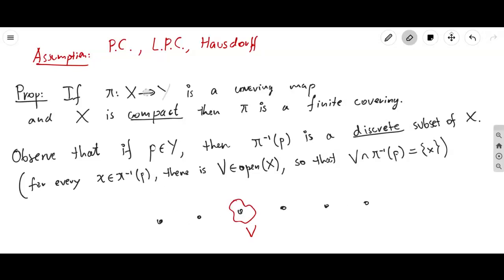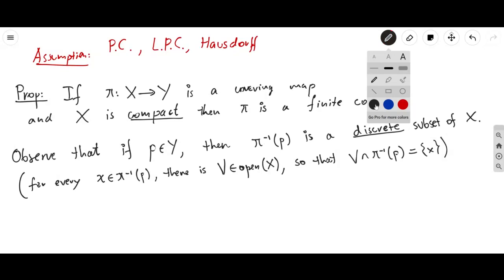And this just follows from the fact that this is a covering map, because given this point in y, you can find an evenly covered neighborhood, and this v is one of those path components. When you pull back the evenly covered neighborhood, it will only contain that point and nothing else. So you can draw a small enough open set that just contains this point and nothing else. In some sense, all of these points are separated away from each other. So that's what it means to be a discrete subset. This just immediately follows from the definition of a covering map. So the fiber is a discrete subset of x.